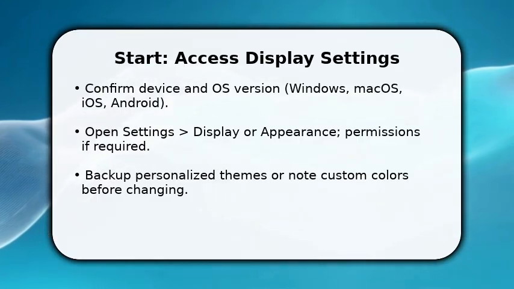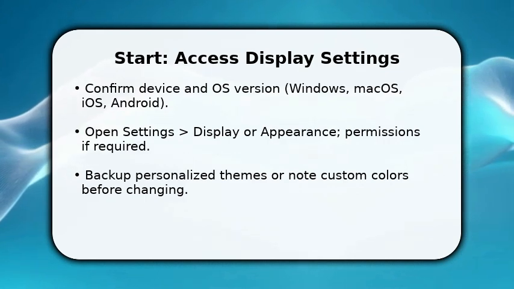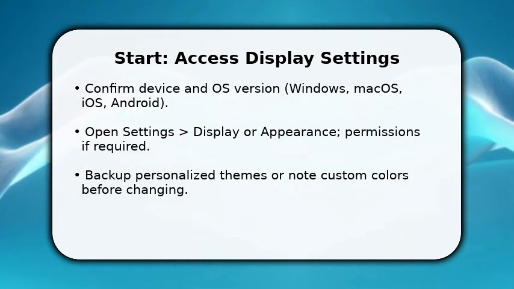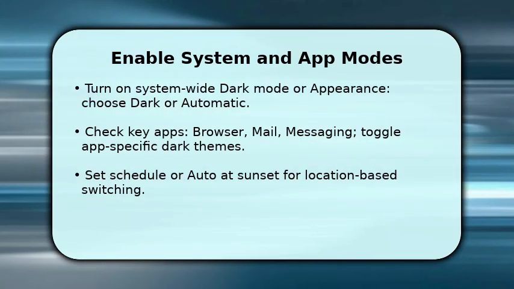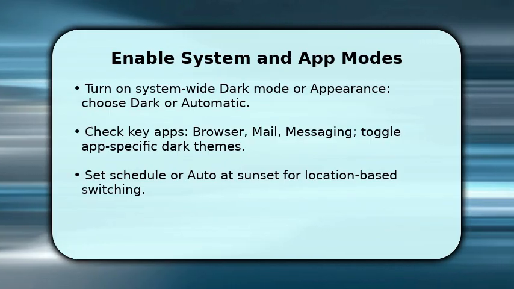Now tap or click the dark option to apply an initial system-level change and move to app-level adjustments. Once done with system-level toggling, inspect individual apps because some override system themes. You should open Browser, Mail, and Messaging to toggle their internal dark modes. This ensures consistent contrast and avoids white flashes.